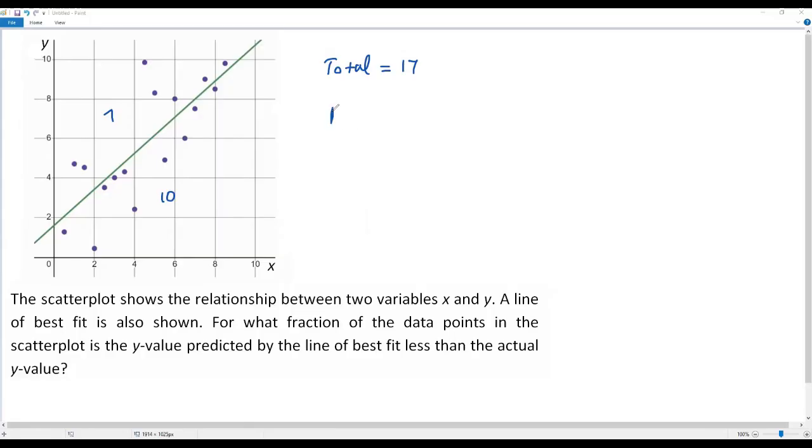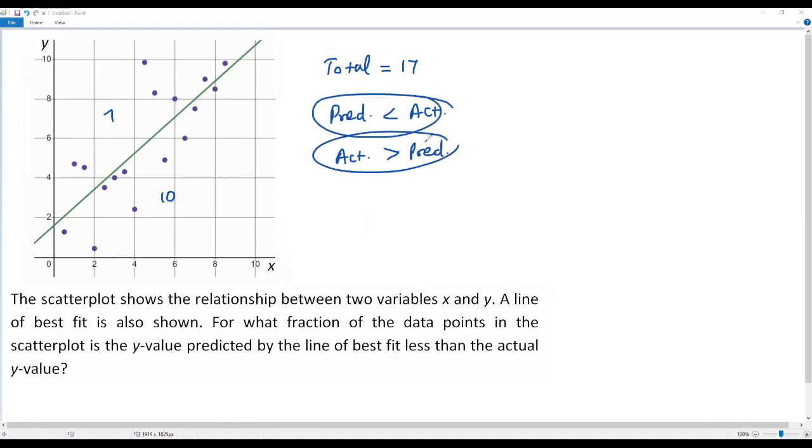Okay, let me write the stuff over here. That is, the predicted y value must be less than the actual y value. In other way, we can write this inequality as the actual y value has to be greater than the predicted y value. Both the inequalities represent the same stuff. Okay, now we have to identify the points out of these 17 where the actual y value is greater than the predicted y value. It's very clear in the data points above the line of best fit. That is, in these 7 data points, the actual y value is greater than the predicted y value.